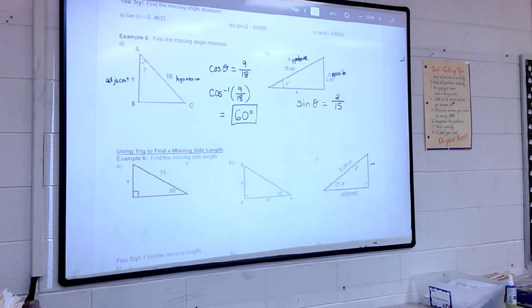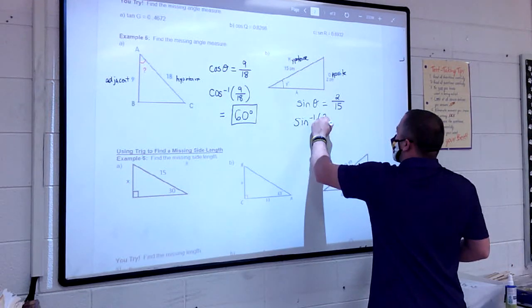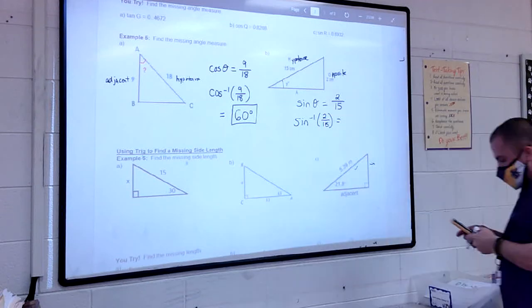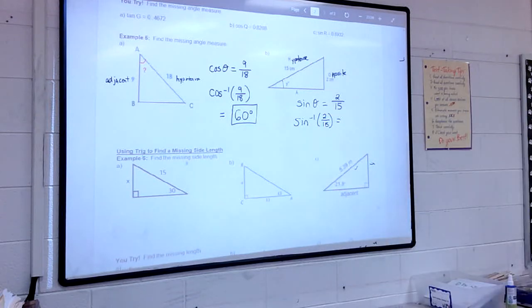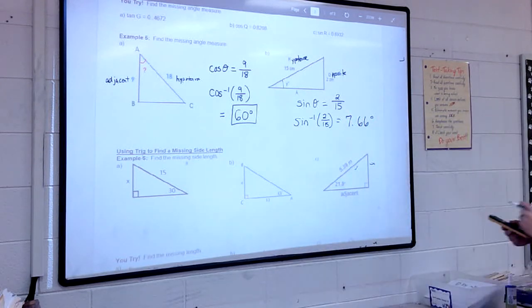Again, we have to decide what two sides they gave me. That's how I know whether to use sine, cosine, or tangent. I'm only going to have 3 choices: sine, cosine, or tangent. So I have the opposite side and the hypotenuse. So I'm going to do second sine of 2 over 15, and that should give me the angle. And it's a small angle this time, 7.66 degrees.